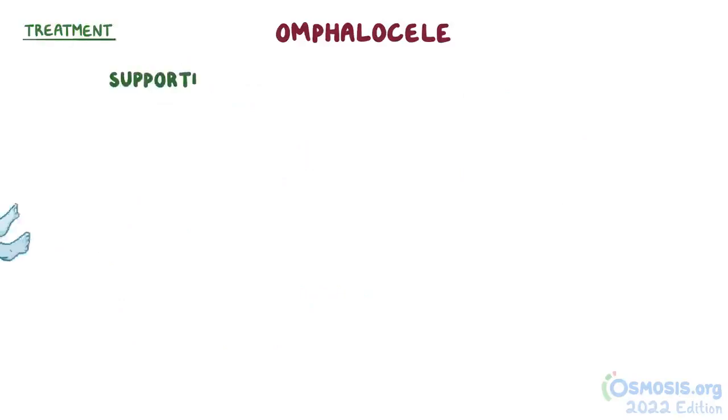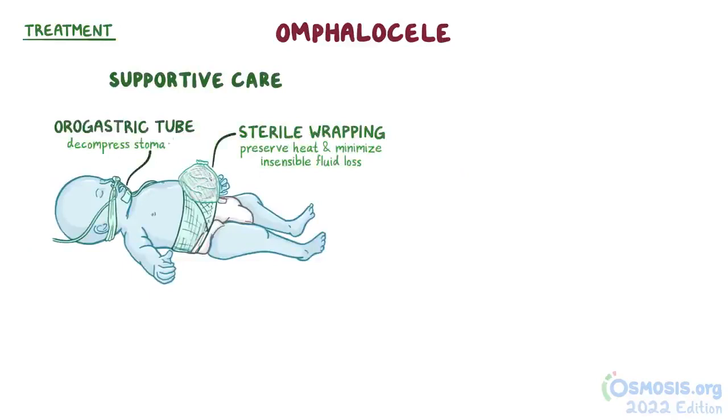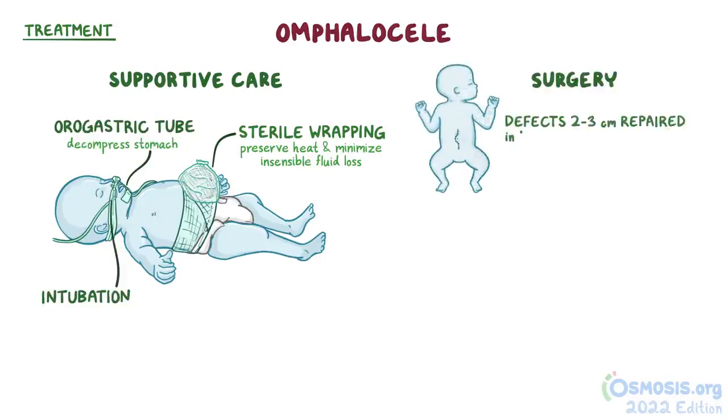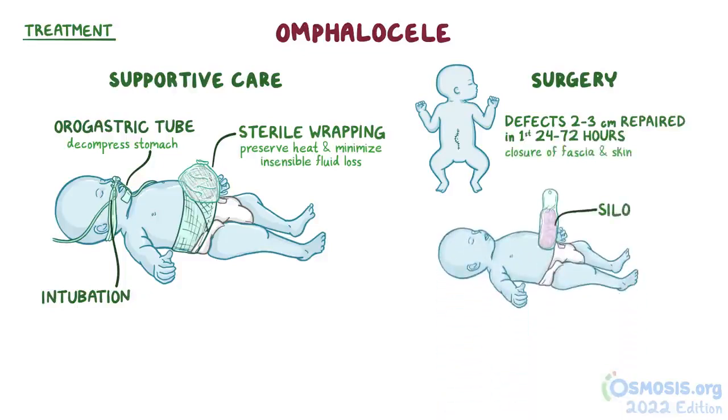Management begins with supportive care, which consists of sterile wrapping of the bowel to preserve heat and minimize insensible fluid loss, insertion of an oral gastric tube to decompress the stomach, and intubation if necessary. Surgery is then needed to repair the defect. Small defects, 2 to 3 centimeters, can be repaired in the first 24 to 72 hours of life by primary closure of both fascia and skin. The remaining spectrum of defects usually involve a silo, which is a type of bowel bag that can be progressively reduced. This is done to delay surgery.